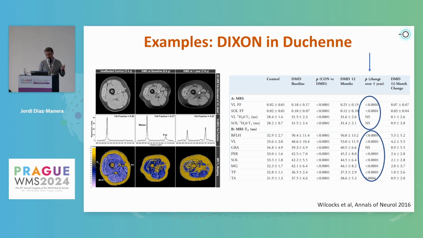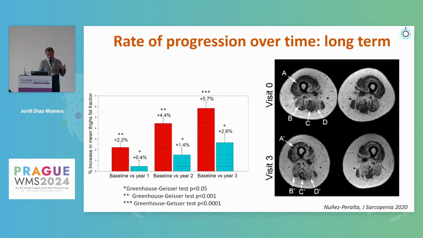This is just an example of Duchenne, where you can see that the fat fraction was significantly different from baseline to year 1 in a group of patients. But there are studies in Pompe disease, in muscular dystrophies, in FSHD, IBM, etc. And not only short periods of time, also long periods of time. Patients in some studies have been followed for 6 years, 10 years in the COSA study, showing that in general the rate of progression is similar.